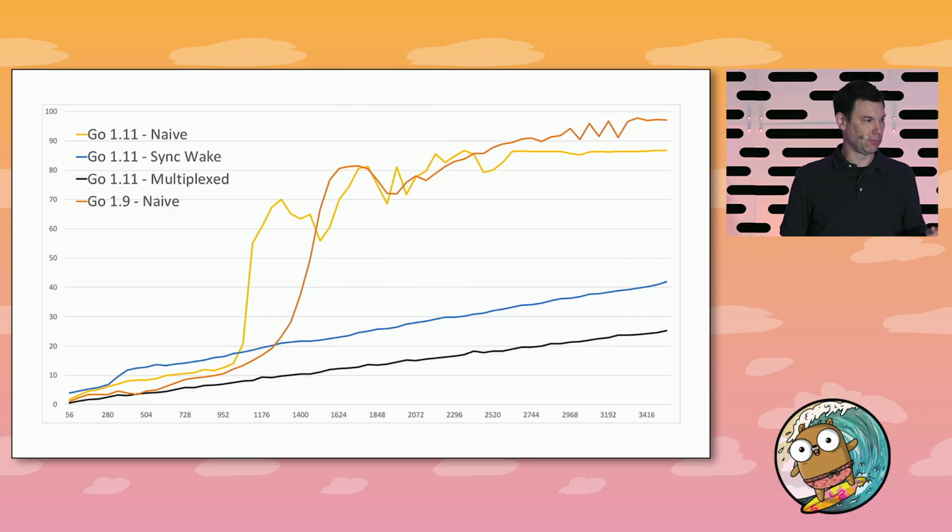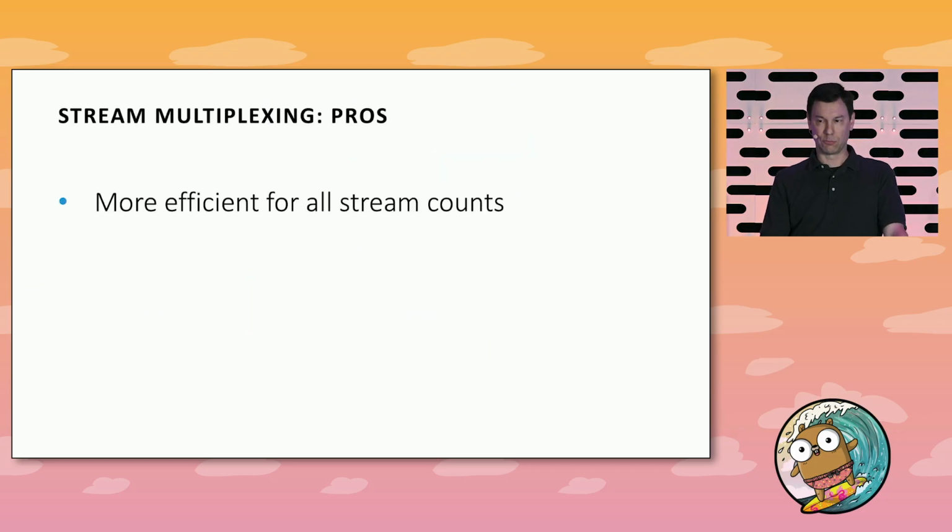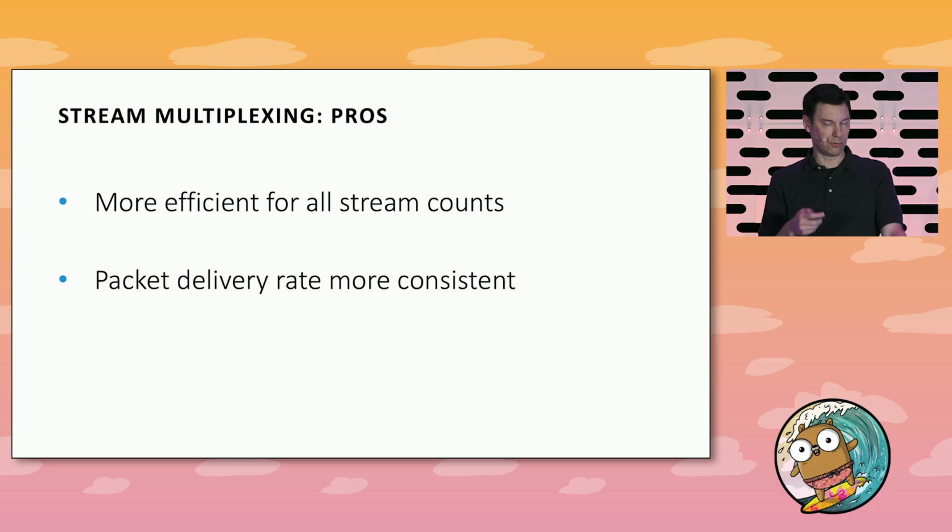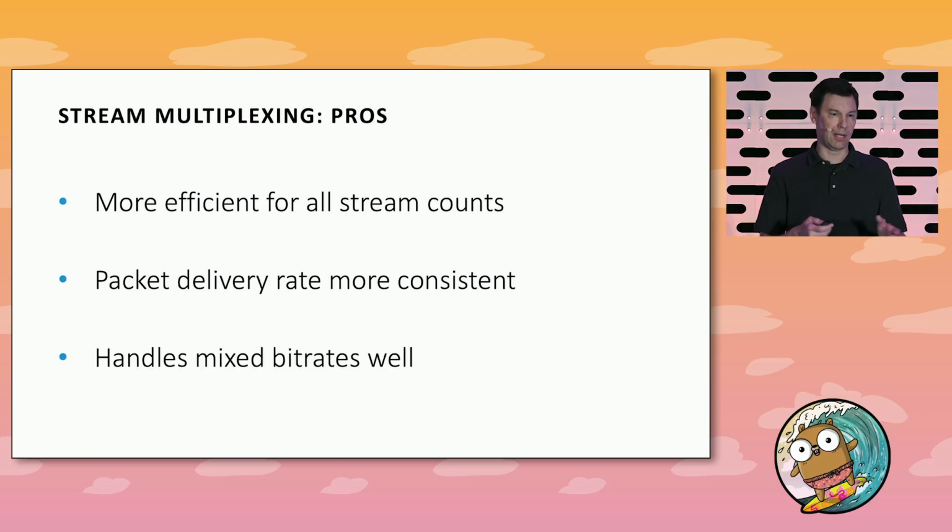So let's just review pros and cons of our two different ideas here. The multiplexing idea is more efficient on all stream counts. I don't have data on my slides for it, but we were also recording, like, are we delivering our packets on time as part of the metrics? And it was actually more consistent than having separate goroutines, which was nice too. And the design we came up with was able to handle mixed bit rates. Not all of the streams are exactly 4.5 megabits. Some are different, and it handles that well. We did some testing with that.